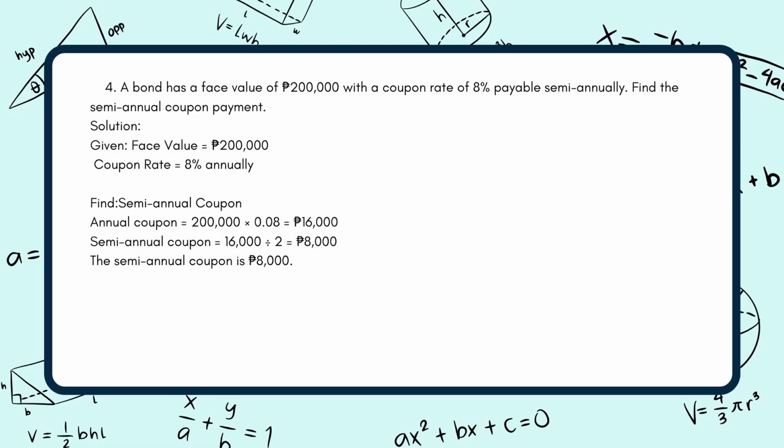Number 4. A bond has a face value of 200,000 pesos with a coupon rate of 8% payable semi-annually. Find the semi-annual coupon payment. For the given, face value is equal to 200,000 and coupon rate is equal to 8% annually. We need to find the semi-annual coupon. Annual coupon is equal to 200,000 times 0.08, which is equal to 16,000. Semi-annual coupon is equal to 16,000 divided by 2, which is equal to 8,000. The semi-annual coupon is equal to 8,000.